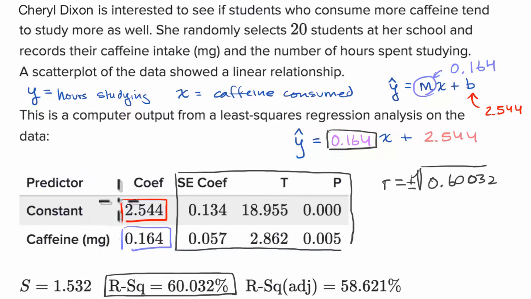So big takeaway, computers are useful. They'll give you a lot of data. And the key thing is, how do you pick out the things that you actually need? Because if you know how to do it, it can be quite straightforward.